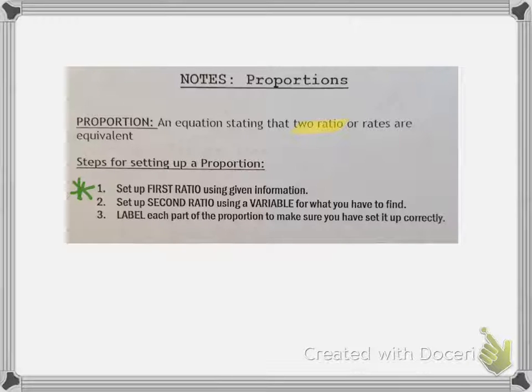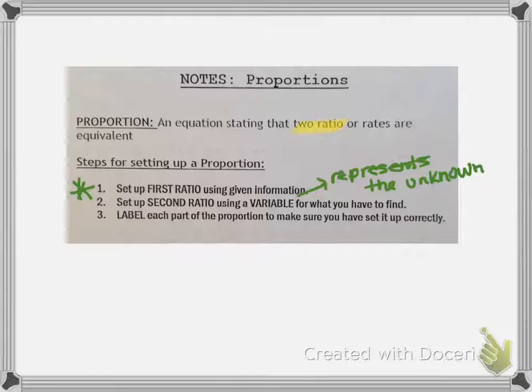First step, set up the first ratio using given information. The first ratio you write down will always be given to you within the problem. Set up the second ratio using a variable for what you have to find. Remember, a variable represents the unknown. So when we have to find something, we're going to put a variable there. Remember, a variable is a letter.